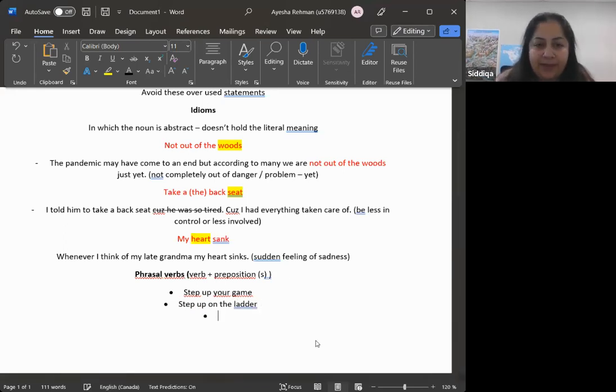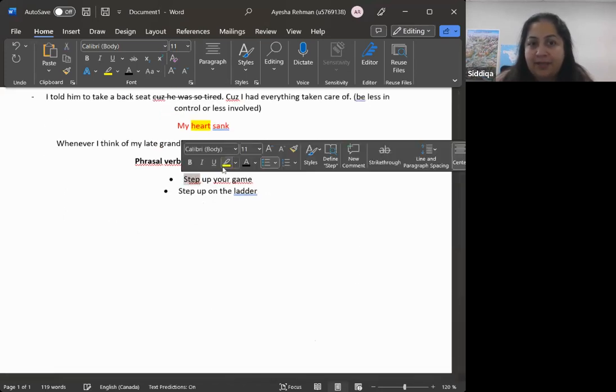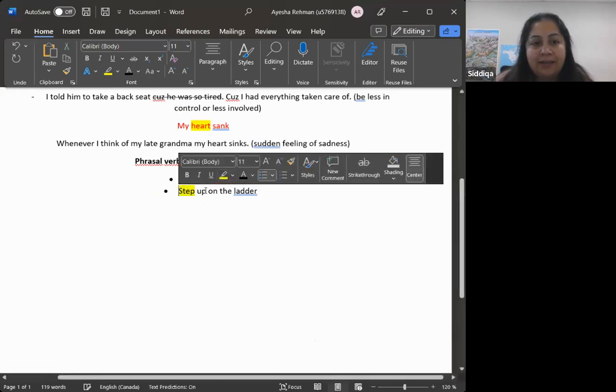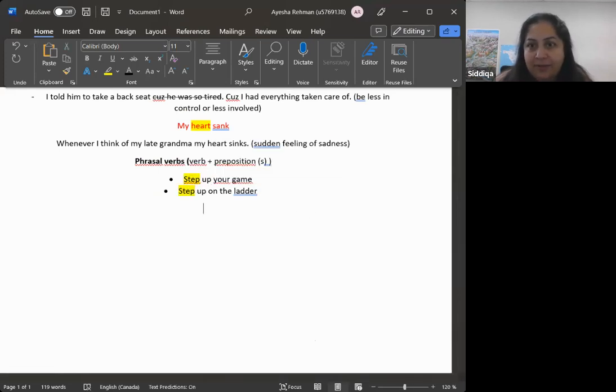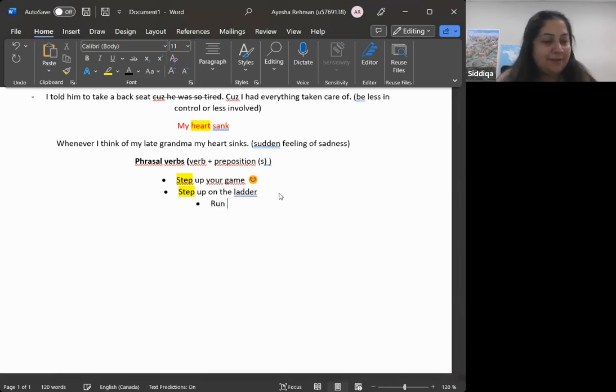We have step up your game and step up on the ladder. They're both step, right? And they both are followed by a preposition, up and up. So which of these is a phrasal verb? The first one. The first one, to step up your game, because it's an abstract way, right? Step up on the ladder is what you have to do on the ladder. So this is the phrasal verb. It is a different meaning of step, right? It's not taking a physical step. I'm going to give you one more, and then we're going to do some translation activities.